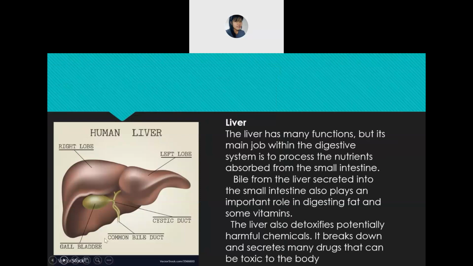As we have already discussed, I won't discuss that much in detail. Actually, we have already discussed it in the theory portion also. But let me just repeat again. The liver has many functions. What are those? They absorb all the nutrients, whatever you are consuming, from the small intestine.